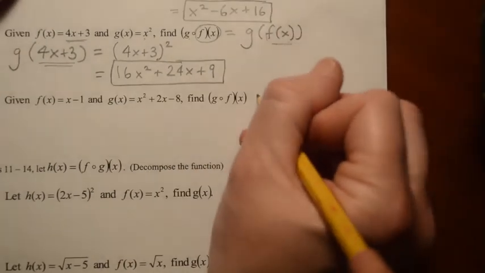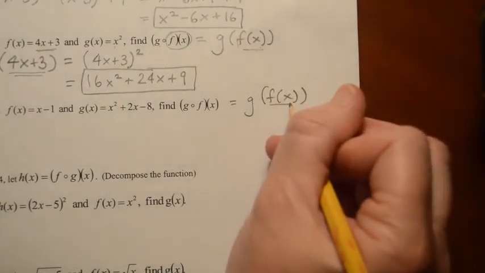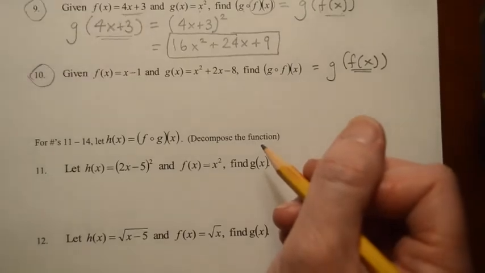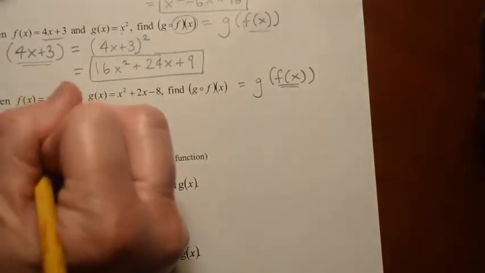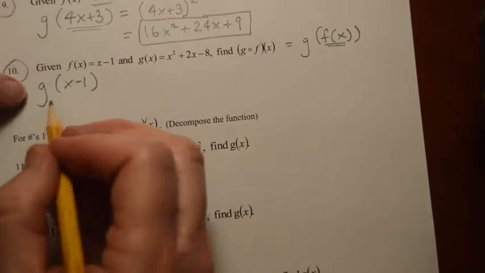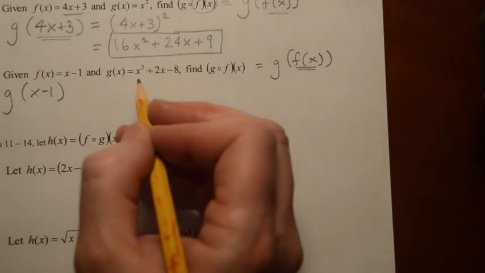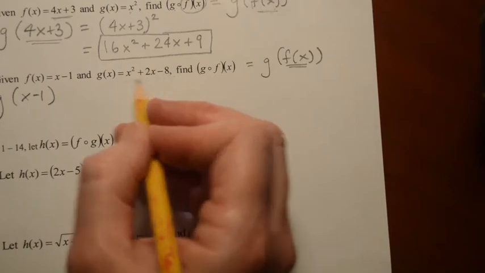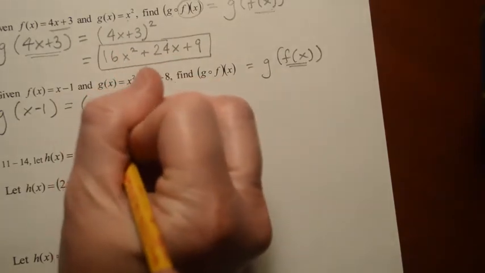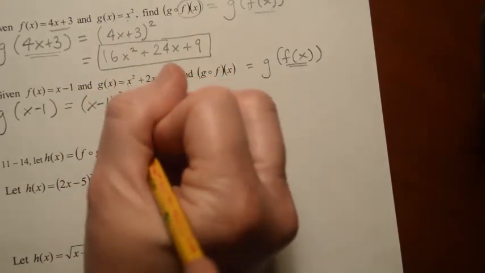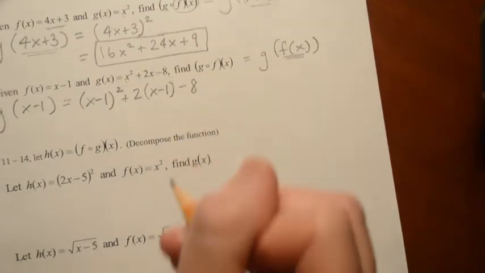All right, the next one, again, it's g of f of x. Now I'm going to replace this f of x with what f of x is, which is x minus 1. So instead I'm going to get g of, and in place of the f of x that I had right here, I'm going to replace it with x minus 1. And now this is saying that I want to fill in anywhere I see an x in my expression for g, I'm going to replace it with an x minus 1. So here this says x squared, so I'm going to replace that x with x minus 1, still keep the squared, plus 2 times, and in place of x, I'm going to put in x minus 1, minus 8.